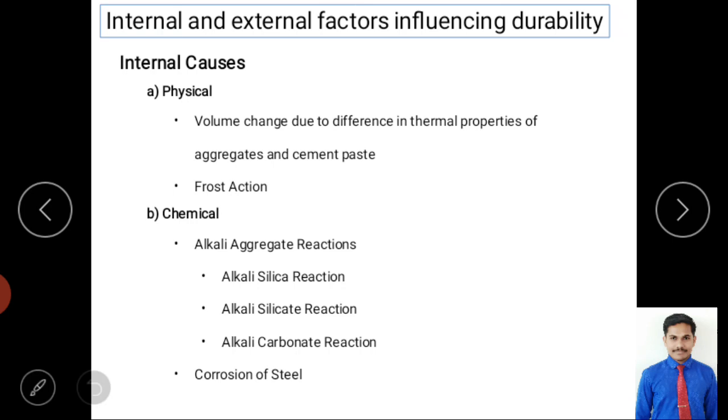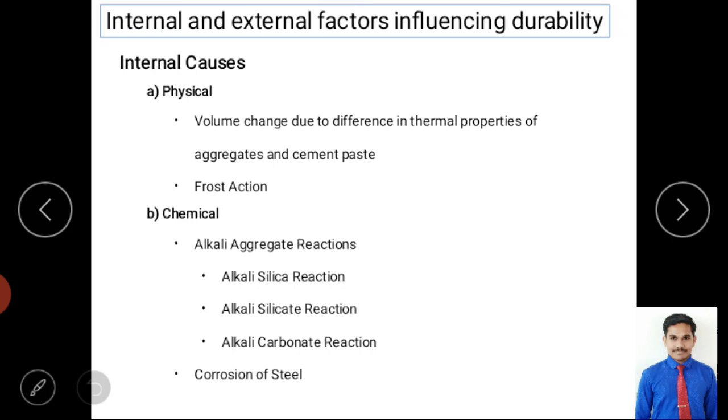That one is volume change due to difference in the thermal property of aggregate and cement paste. So we have aggregate, because it's one of the basic needs. Then we have cement paste. When you have a thermal difference, meaning temperature difference, between cement paste and aggregate, it may cause a change in the volume. When you have a change in the volume, definitely it makes deformation. Due to the deformation, cracks will take place, right? Due to the cracks, maybe the structure fails and durability reduces.